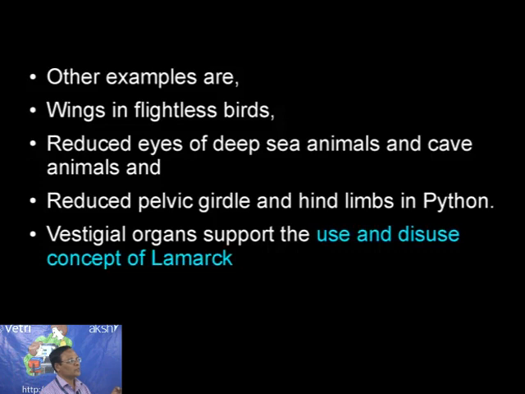And there is one basic concept used in the case of vestigial organs. It supports one concept proposed by Lamarck, the use and disuse theory. So it is in support of the use and disuse concept, namely the third concept as proposed by Lamarck. So these are some of the vestigial organs. We have also the case of python. That is a snake.